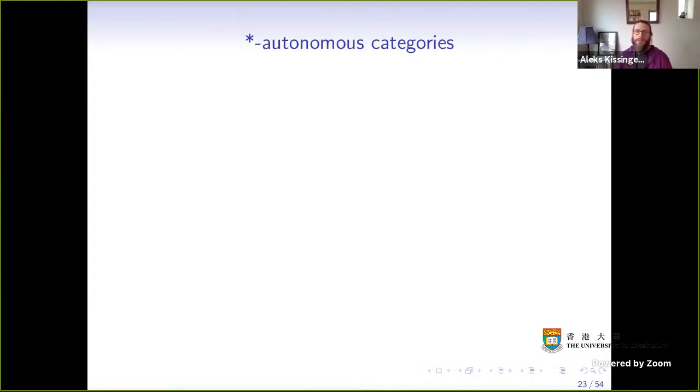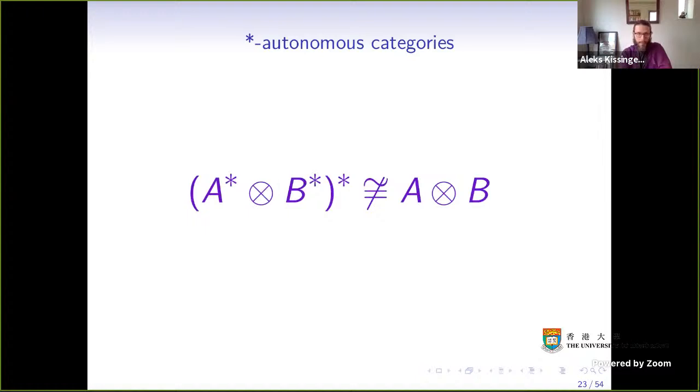So there's another thing which has been around for a long time, which is related to compact closed categories called star autonomous categories. And these things just get rid of this equation. Okay, so no longer is it the fact that if I take the dual of a tensor product, that it just turns into the tensor of the duals. And a consequence of this is that the tensor actually becomes two different tensors.